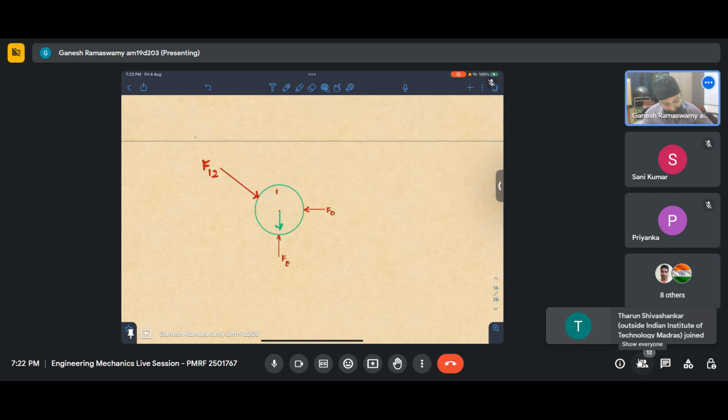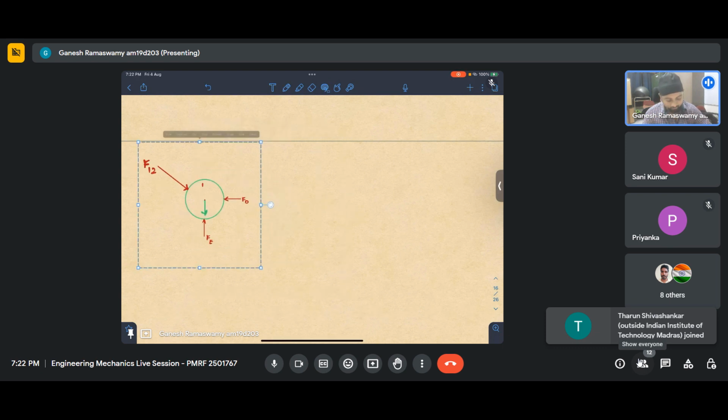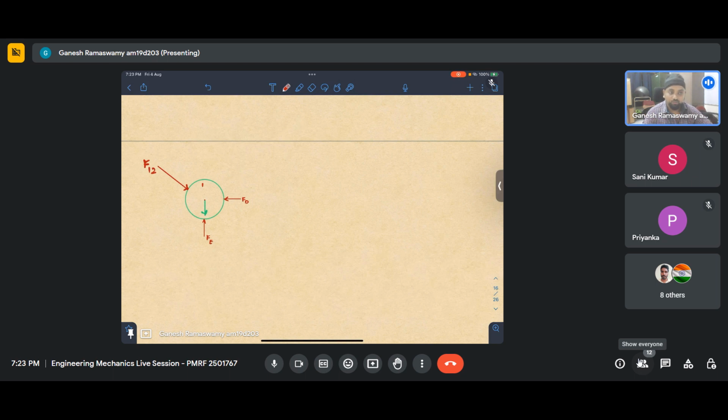Let us apply the equilibrium condition to this also. Why? Because this is also in equilibrium. So was the first disc. So was the first sphere. Both together were also in equilibrium.